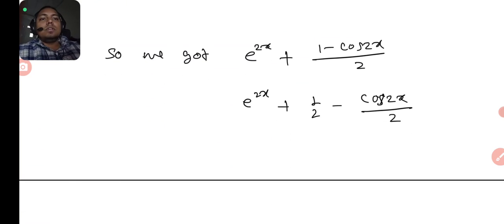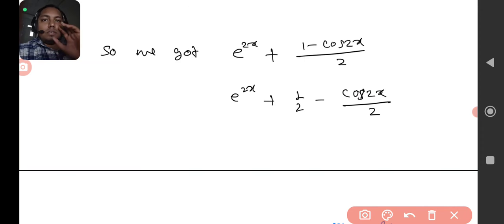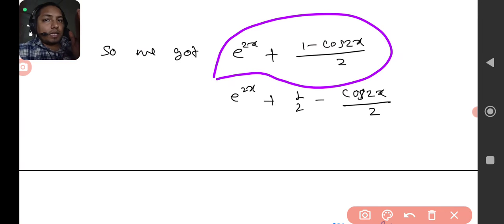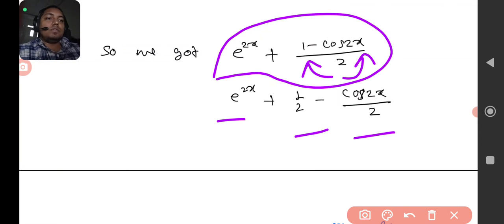This is not new, this is not from this chapter, you already know this formula. Now when we convert our sine square x in terms of cos 2x, this will be our final answer in the right side. Now for this answer, if you split e power 2x as it is, and divide the 2 for this one also and for this cos 2x also, we are going to get two different terms.